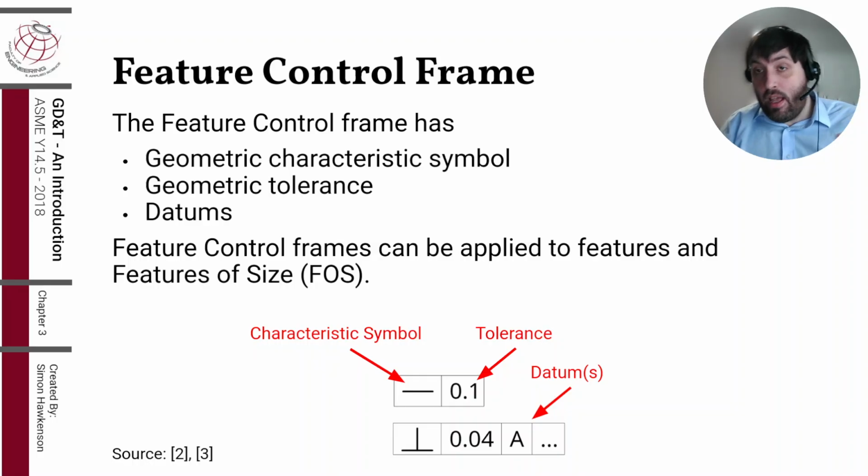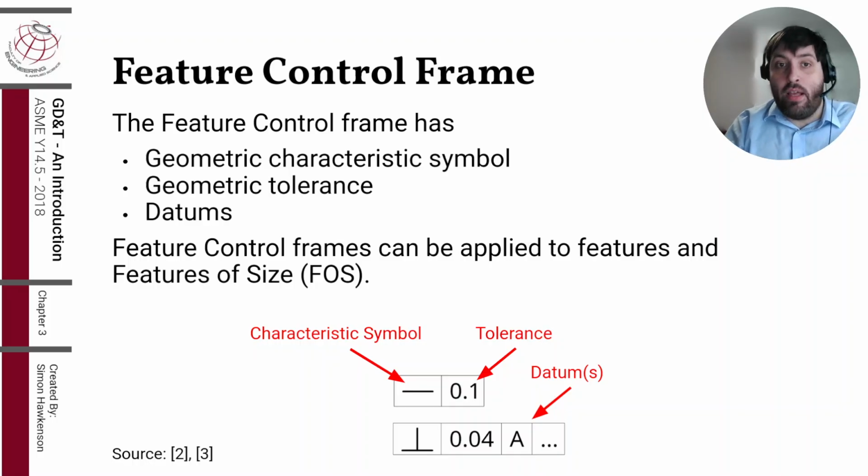The next thing I want to introduce as part of GD&T is called the feature control frame. You likely saw it used in the previous chapters, but here I will formally introduce it. The feature control frame really has three compartments. At minimum, it has two.